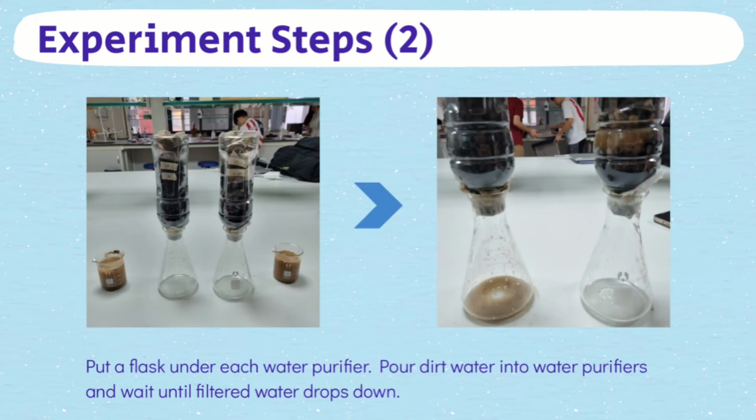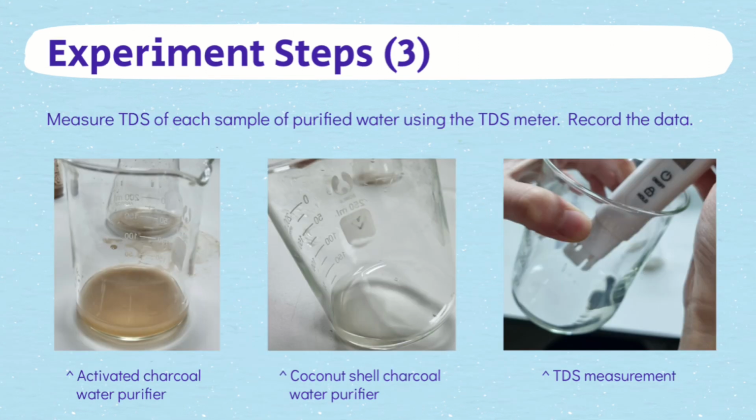Second, put a flask under each water purifier. Then pour dirty water into water purifiers and wait until filtered water drops down. Third, measure TDS of each sample of purified water using the TDS meter. Record the data. The first photo is when we used the activated charcoal water purifier. The second photo was when we used the coconut shell charcoal water purifier.